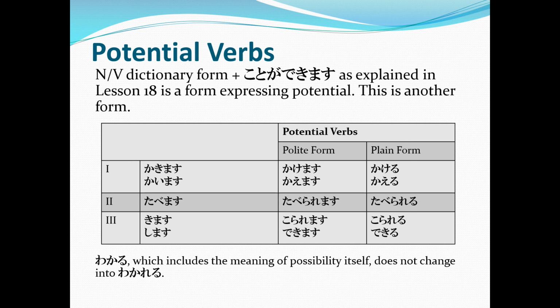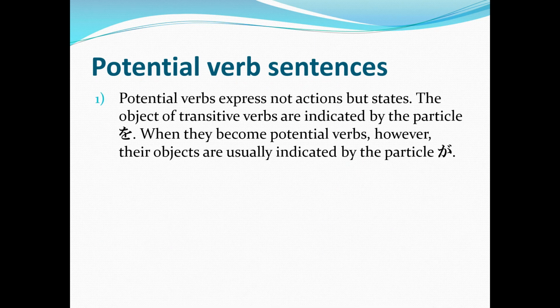Wakatta? Now, let's move on to using the potential verbs in sentences. Potential verbs express not actions but states as well. The object of transitive verbs is indicated by the particle o. Now, when they become potential verbs, however, since we're stating something that we can do, their objects are usually indicated by the particle ga.